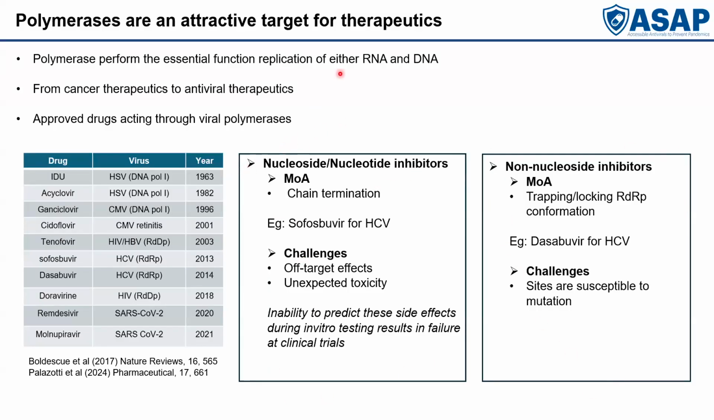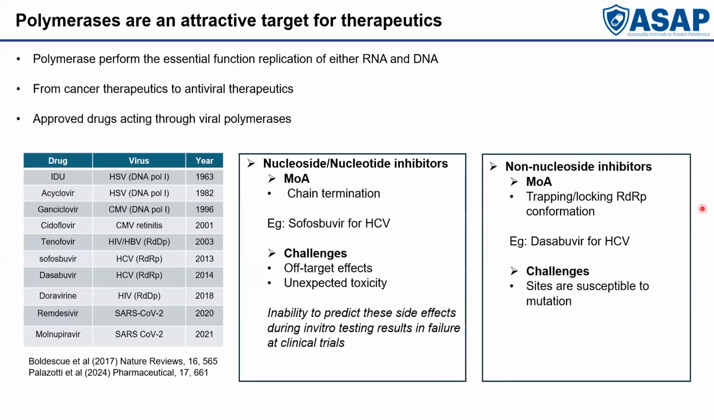Nucleoside inhibitor achieves inhibition more or less through a chain termination. These are substrate analogs. Best example is sofosbuvir, which has been developed for HCV. But the main challenges in working with such an inhibitor is off-target effects and unexpected toxicity, because nucleoside inhibitors are always administered as prodrug in the clinical trials. So the inability to predict these side effects early during in vitro testing resulted in many failures at clinical trials.